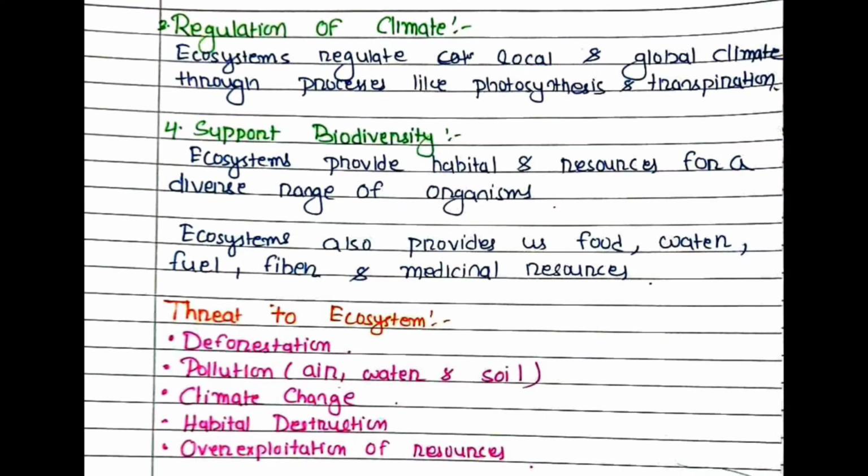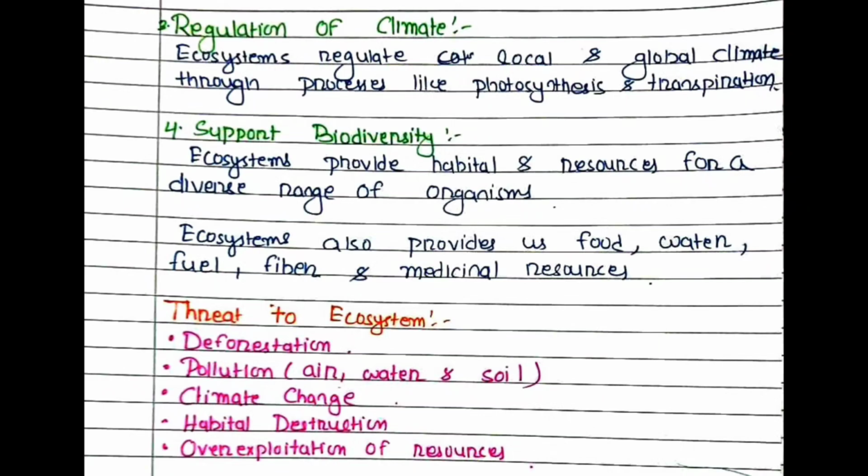The ecosystems provide habitat and resources for a diverse range of organisms. These ecosystems are home to various organisms. Also, it provides resources like food, water, fuel, fiber, and medicinal resources. So it also supports the biodiversity.